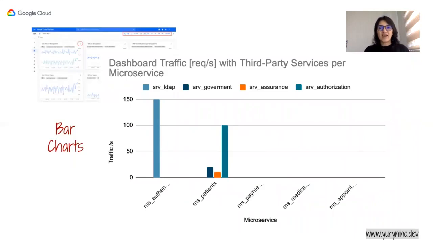Another common chart is the bar chart. A bar chart is a graph that represents categorical data with rectangular bars with heights and lengths proportional to the values that they represent. The challenge is the same. If we don't use the proper categories, the chart could be confusing.